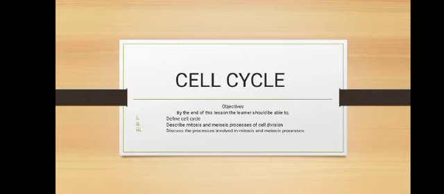Today we want to learn about the cell cycle, and before we begin we have to understand the objectives of the lesson. By the end of this lesson the learner should be able to: 1. Define the cell cycle, 2. Describe the mitosis and meiosis processes of cell division, and 3. Discuss the processes involved in mitosis and meiosis.